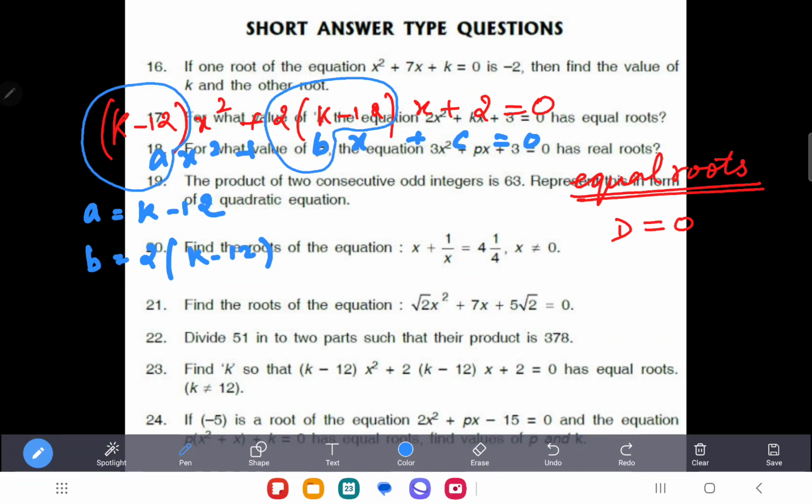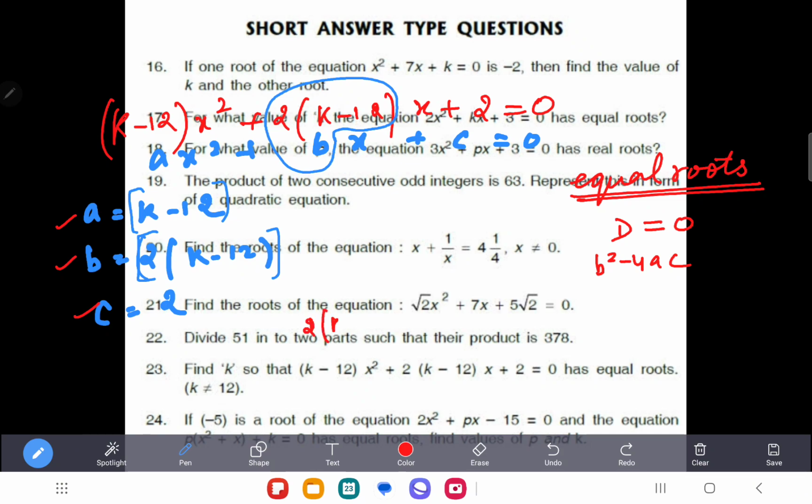I hope you're understanding. And the value of c here would be 2. Yes or no? So a would be k minus 12, b would be this, and c would be 2. Are you understanding my point? And what is discriminant? b square minus 4ac. So let's put these values of a, b, and c in the formula. So b is what? 2 times k minus 12 whole square minus 4ac. a is what? k minus 12 and c is what? 2. And that is going to be 0.